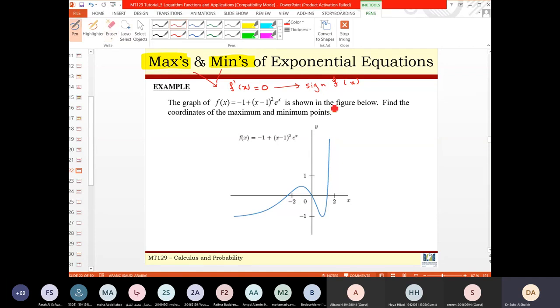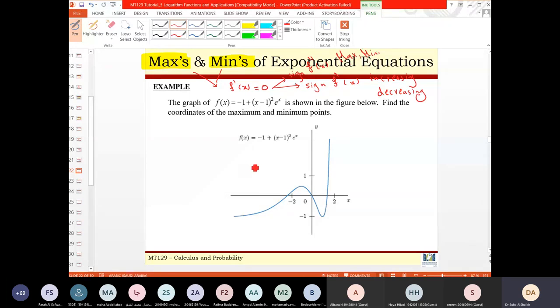if I want to check if it's a local maximum minimum, the sign of f dash x if I want to check increasing, and the decreasing of the function, okay? And the sign of f double dash x if I want to check the max and the minimum point.